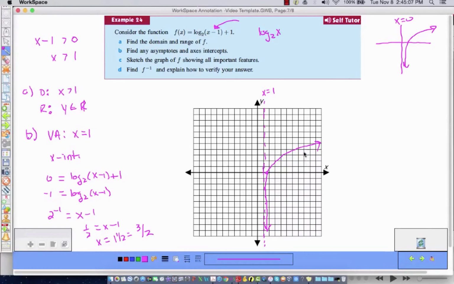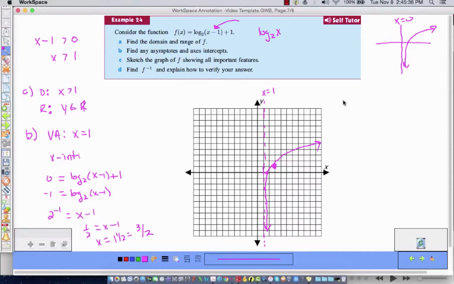You can also, if you want to try and get a couple of points, that's fine. Like the point, if I can get the logarithm equal to 0, like log base 2 of 1 is equal to 0, and that's going to happen when x is 2. 2 minus 1 is 1. Log base 2 of 1 is 0, plus 1 is 1. So I could have done a little bit better of a job and plotted that point as well.